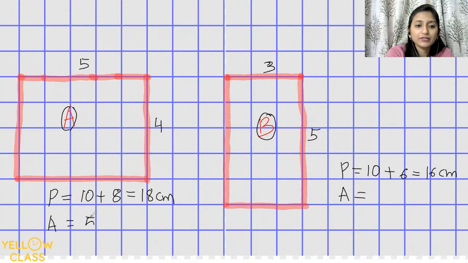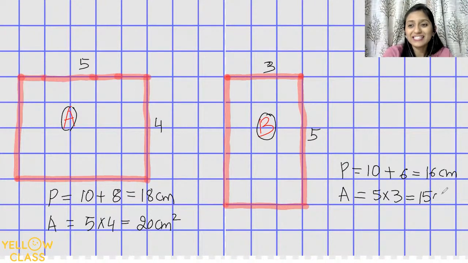What about the area? Area is simple. 5 times 4, which is 20. Right? And what about this? 5 times 3, which is 15. Yes, isn't it? So all of this is going super easy for everyone.